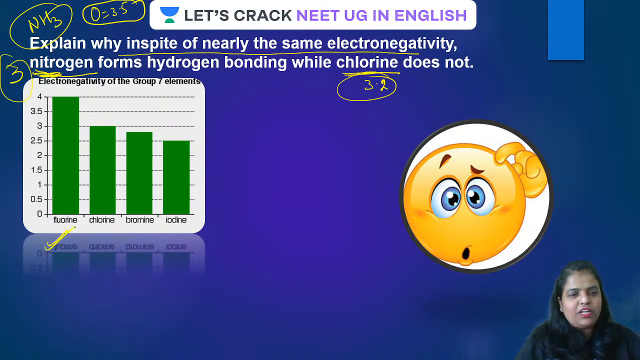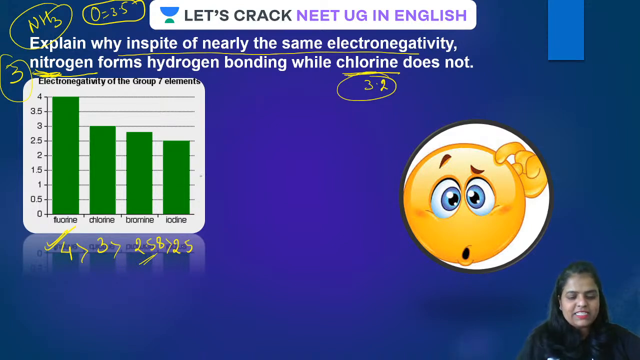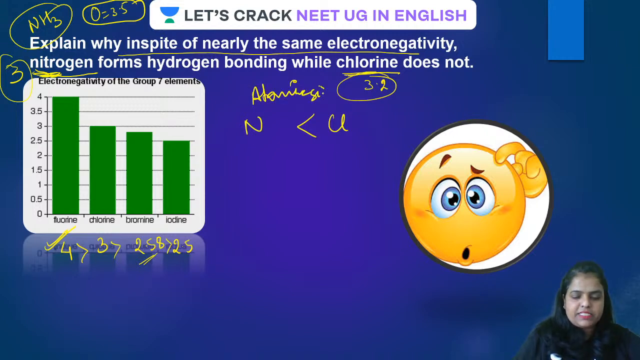This is the electronegativity order. Fluorine is 4, chlorine is almost 3, that of iodine is 2.5, and that of bromine is what? 2.58. That of bromine is 2.58. This is the electronegativity order of all the halogens. Okay, guys, let us have a look over here. Guys, the atomic size of chlorine is much bigger than that of nitrogen. Atomic size is bigger, isn't it? It is clear, guys. Done.